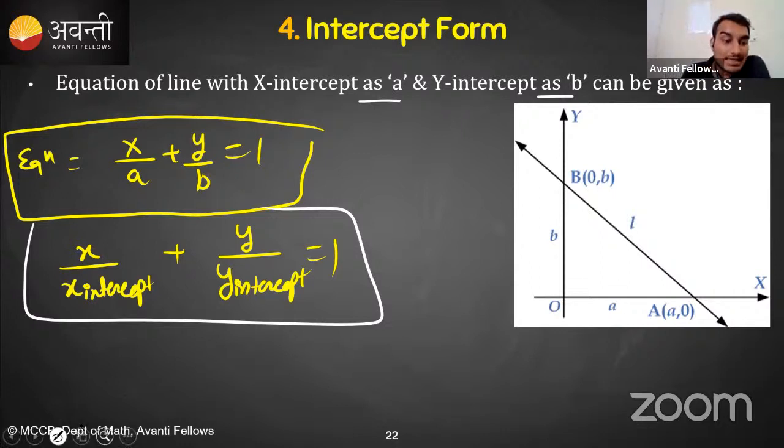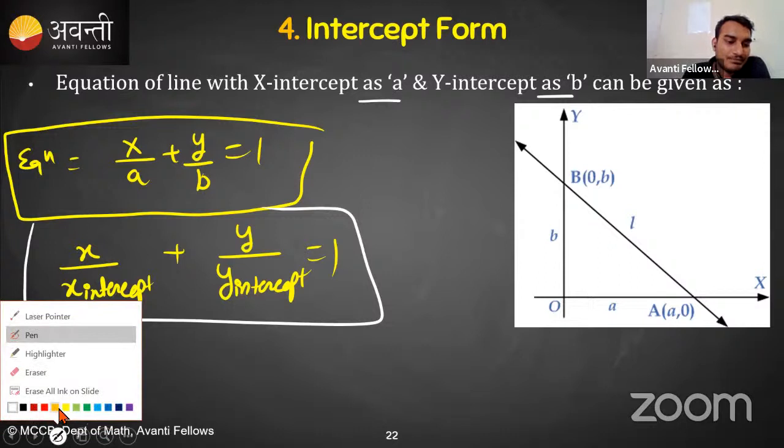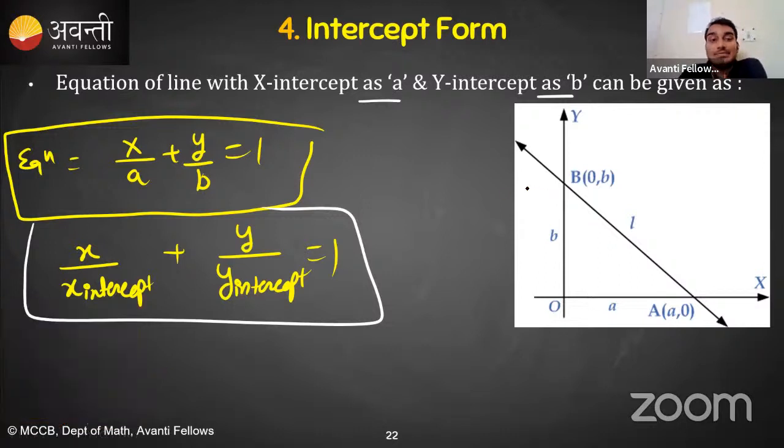Now if someone is thinking, sir, how did this come, it is quite simple. X intercept is given, y intercept is given. It means one coordinate is given. This is a, 0. X intercept is a. It means the line is intersecting our x-axis at x coordinate a. So the point is a, 0. Another coordinate, because y intercept is given as b, this point is 0 comma b. So now the equation is reduced to the equation of a line passing through two points, a comma 0 and 0 comma b.